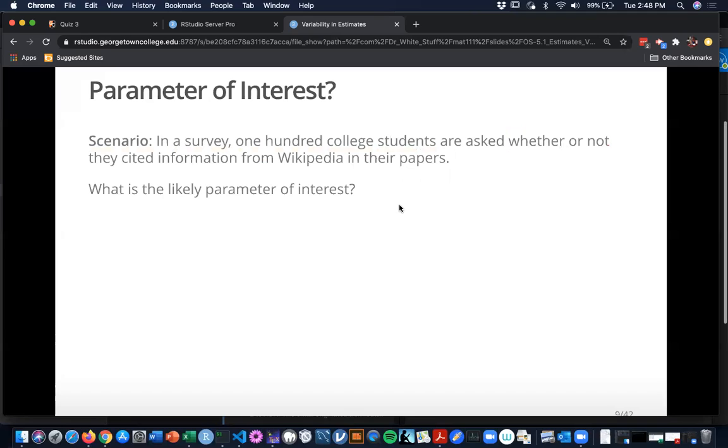Okay, this time, the question you're asking them is the kind of question that doesn't give numbers. They are going to answer yes or no. They could either say, yes, I cite information from Wikipedia when I write an essay, or no, I don't. So probably what you're interested in doing is figuring out the proportion of all college students that cite from Wikipedia.